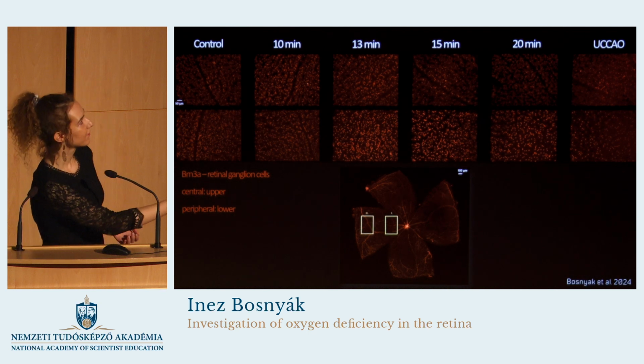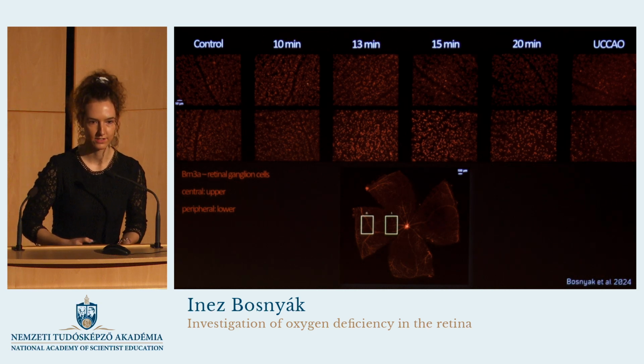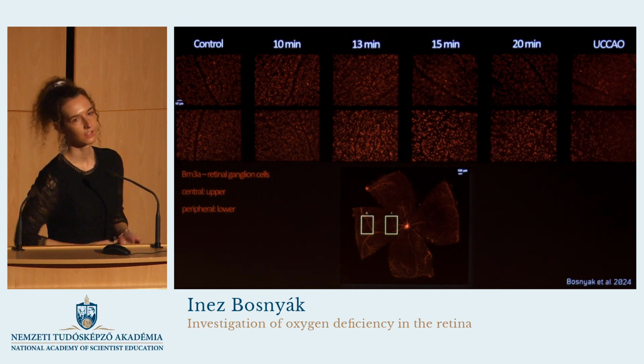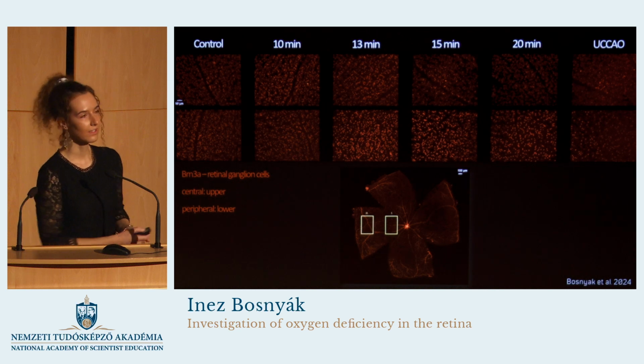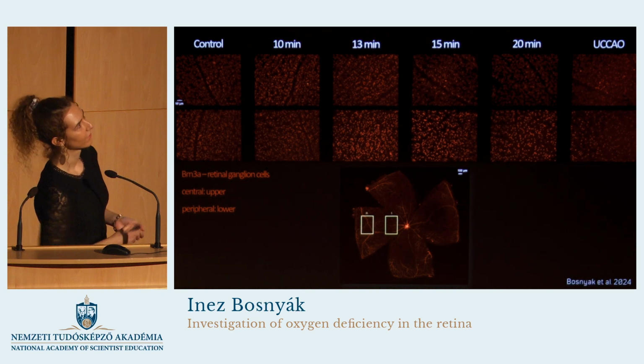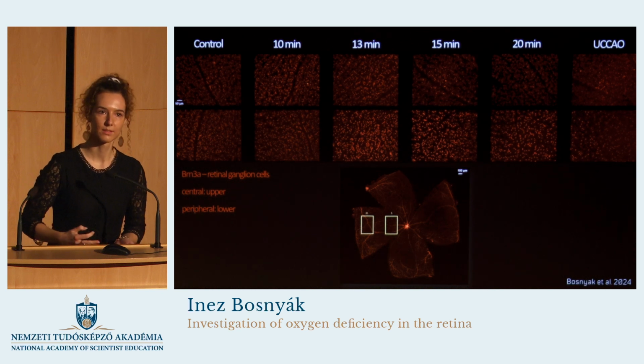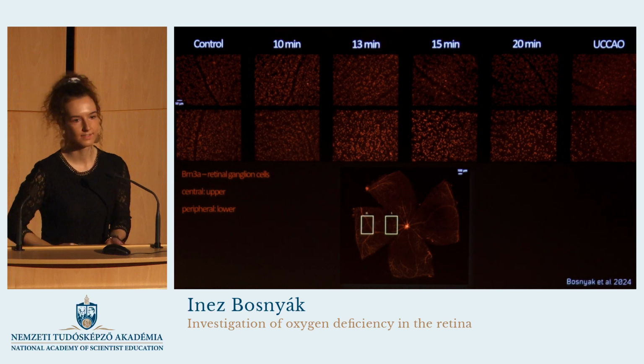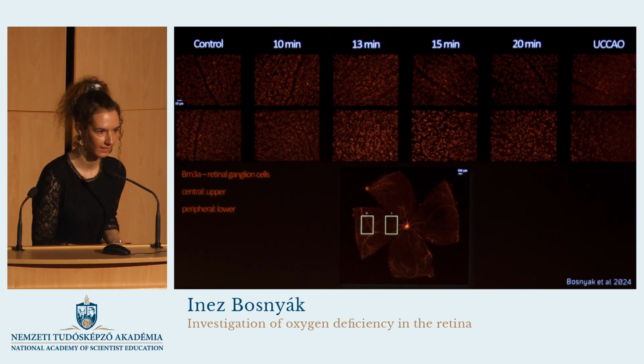Furthermore, all retinal ganglion cells were labeled and analyzed in the central and peripheral regions of the retina. The upper picture shows the central, the lower picture shows the peripheral regions, and the red dots are the individual ganglion cells. You can observe the decrease in the number of ganglion cells after 20 minutes BCCO and in the UCCAO compared to controls with the naked eye.